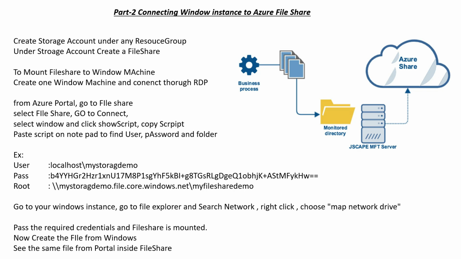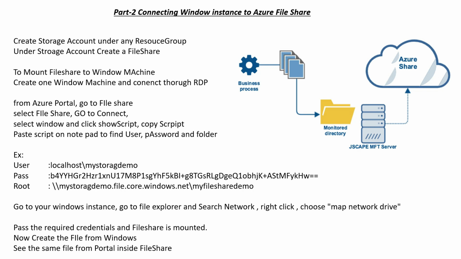The same thing we are going to do with the Windows instance in part two. In part two, we will first create a Windows instance, and then we are going to connect to this Windows instance, and then we will mount this file share, which we created on Azure, to this Windows instance, and then access the files using these instances. So let's start. And for this, we need to have an Azure account.